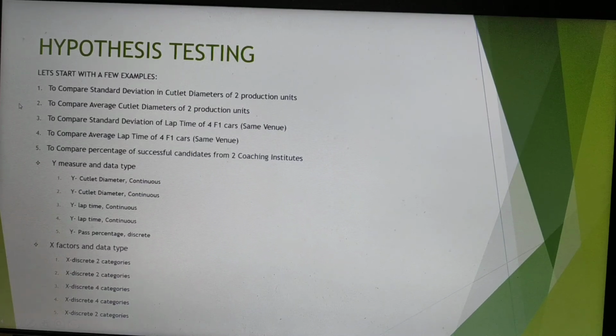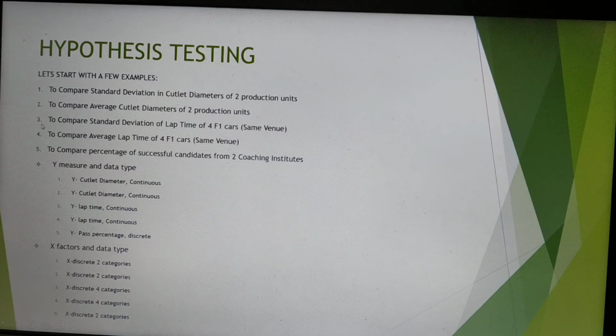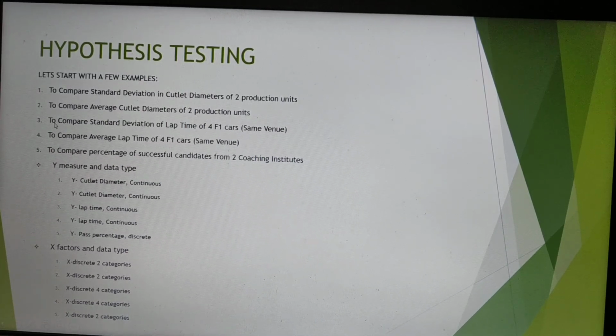Now we'll see what's the Y measure and the data type. For examples 1 and 2, what are we measuring? We are measuring cutlet diameter, and the data is continuous. Then for the third one, we are calculating lap time, so it's continuous. For the fourth one also, it's lap time, which is continuous. For the fifth one, we are comparing pass percentage. So this is not continuous data, it is discrete data.